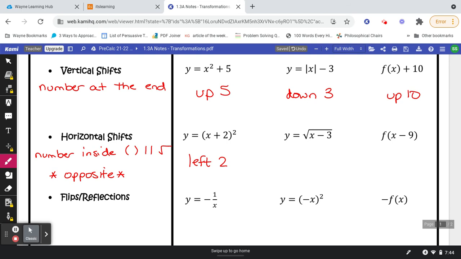The next one, y equals the square root of x minus 3. That minus 3 is considered to be inside the square root bar. That'll be a right-left movement. And again, that would be the opposite direction, so that would be to the right 3 places. Our general function at the end, f of x minus 9, that minus 9 is inside, and that would move to the right 9.